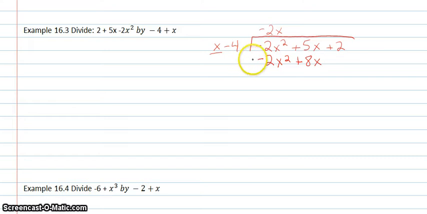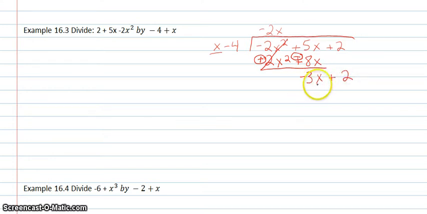Now I'm going to be subtracting, so what I'm going to do is change their signs, and then I'm going to circle those to show that I changed the signs and that way I don't forget. So these would cancel out, as they should. If they don't cancel out, then you need to go back and redivide so that you get the right number that would cancel those out. Okay, and then here I'll just combine those. That's a negative 3x. Then I'm going to drop down that plus 2.